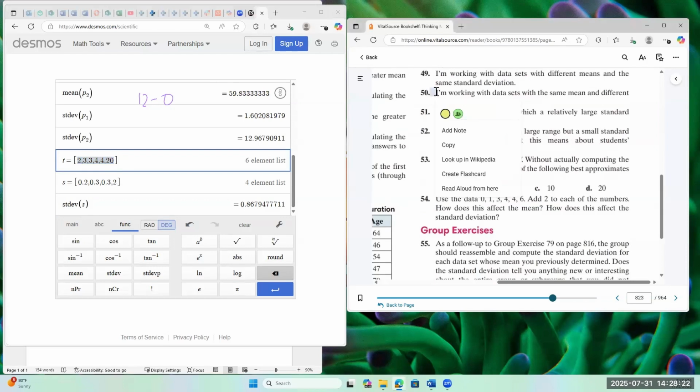Okay, this is a true or false. I'm working with data sets with the same mean and different standard deviations. Could that be possible? A good way to answer a question like that is to think about what it would look like if I had data that had the same standard deviation but different means. That seems entirely possible, doesn't it? Because they're measuring two different things. The mean tells me the middle of the data, and the standard deviation tells me how spread out the data is. So they're both important pieces of information, but they're completely different.